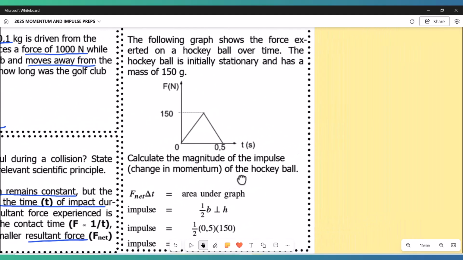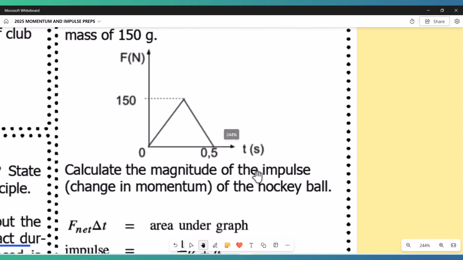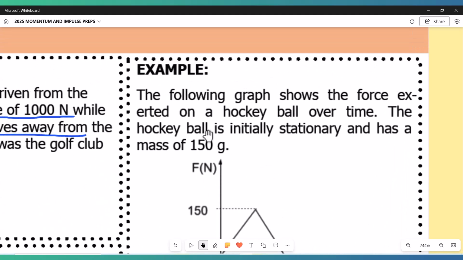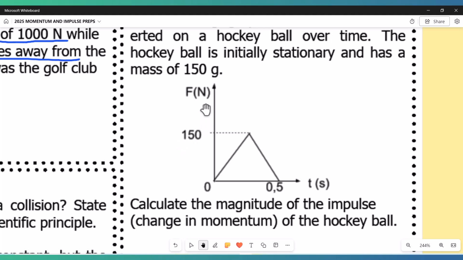Our other example here, what does it say? They say that the following graph shows the force exerted on a hockey ball over time. The hockey ball is initially stationary and has a mass of 150 grams. Then they said that this is the graph here. What do you have on the y-axis? Force in newtons, and time in seconds here. Calculate the magnitude of the impulse, that's the momentum of the hockey ball.